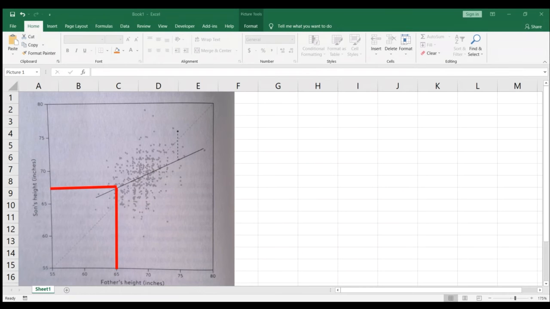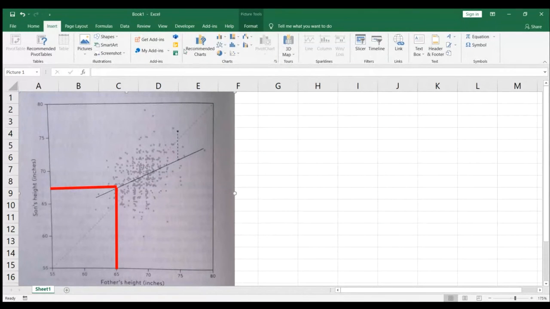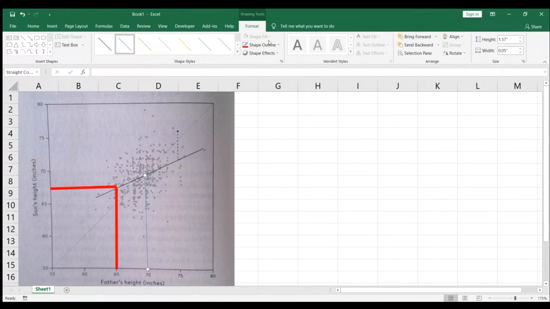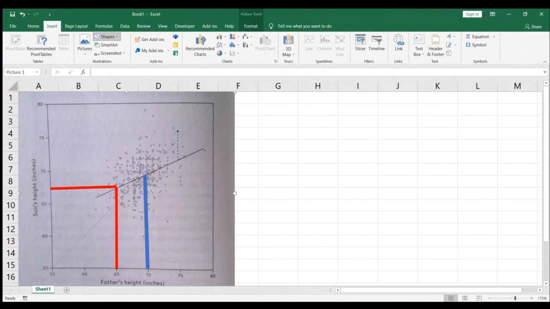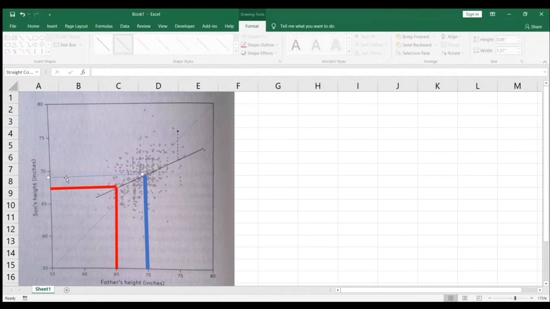However, Michael says it correctly. What happens when we get to the 45-degree line? Well, at that 45-degree line, you can see that it is expected that the father's height and the son's height will be pretty much the same, which is about 70 inches. Let me make this line a little more noticeable.